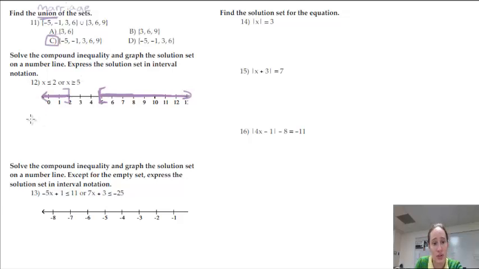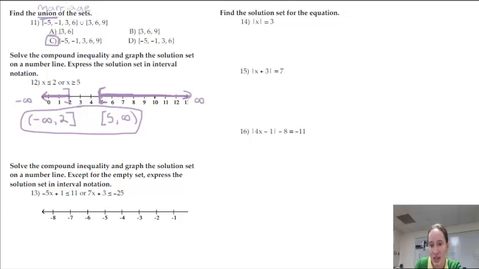And then for interval notation, remember that we've got negative infinity on this side, we've got positive infinity on this side. For this, we have to split this up into two things because our graph is split up into two things. So this part of our graph is negative infinity, comma 2 with a bracket. This part of our graph is 5, comma positive infinity. So that's our interval notation.